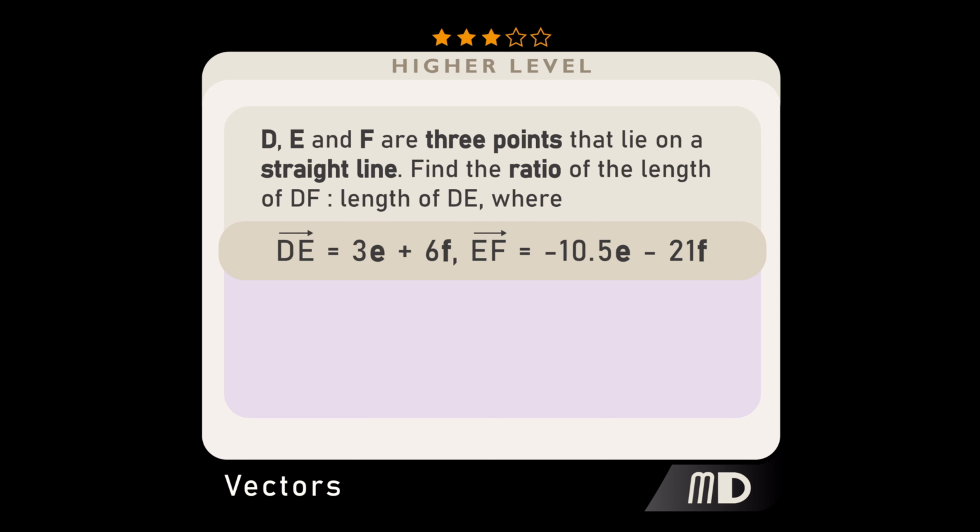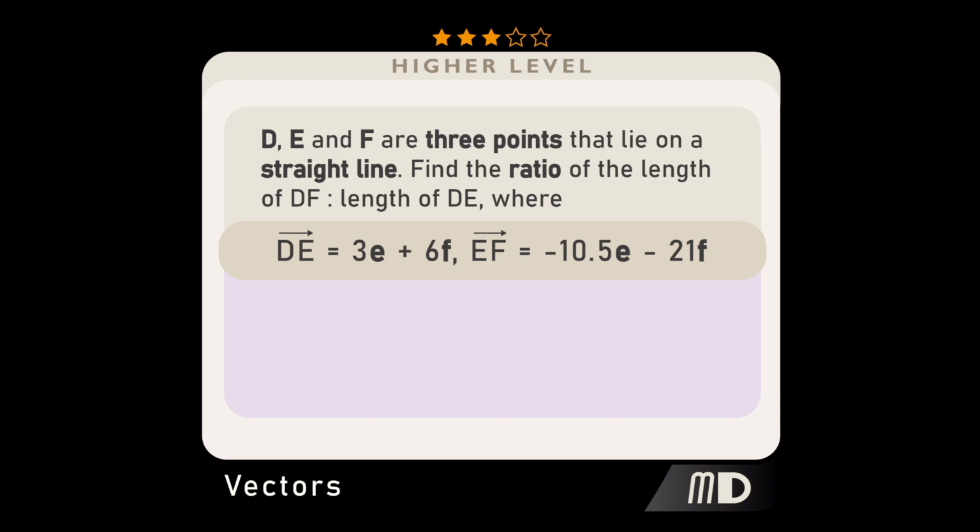Answering this question is a 4-step process. First, we need to find the vector DF using the vectors given to us. Then, by comparing the e components and f components of each vector, find and interpret their ratio before expressing their length as a ratio and simplifying.